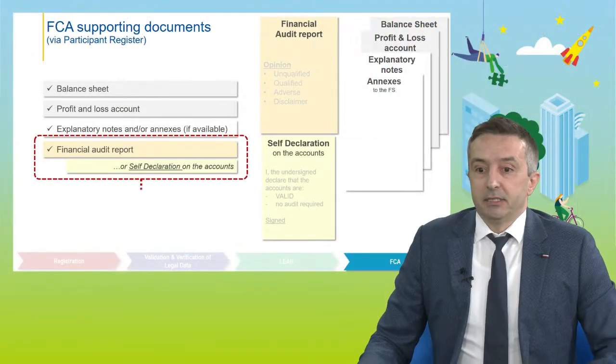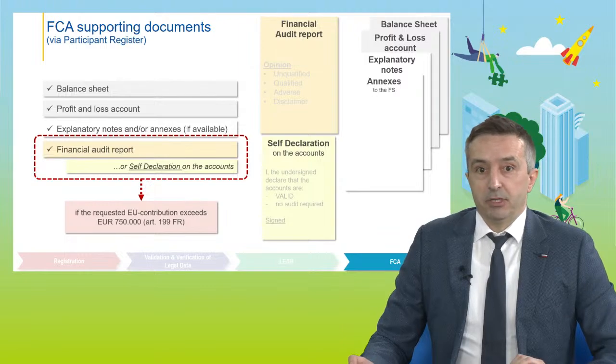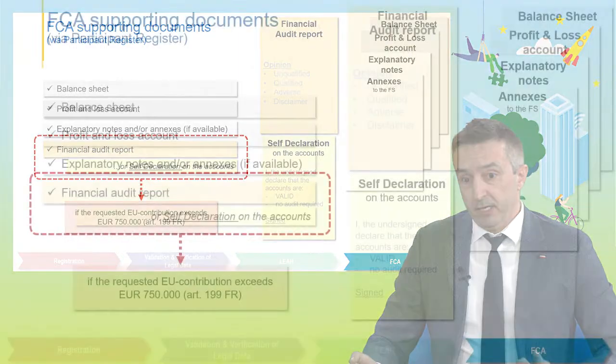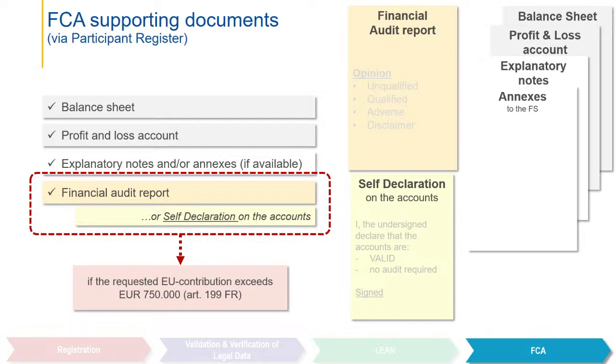What happens in case the EU grant amount exceeds 750,000 euros? The financial regulation requests us to have an additional layer of assurance on the reliability of the accounts. This level is provided by financial audit reports. And please note that we are talking about financial audit reports. We cannot accept a certificate on the financial accounts or statements. We cannot accept a performance audit or a compliance audit, but just a financial audit report which provides the opinion of the auditor, whether the accounts are free from material misstatement or not.